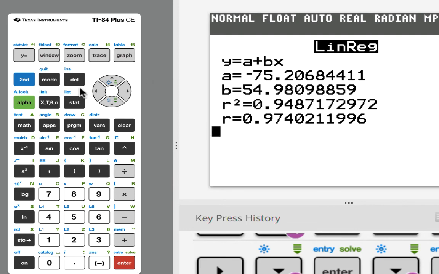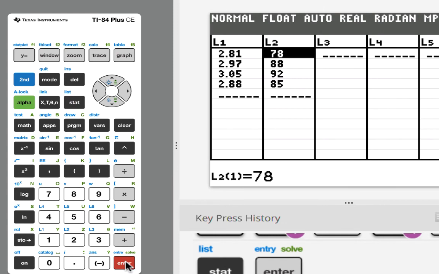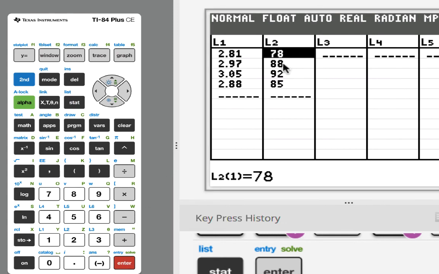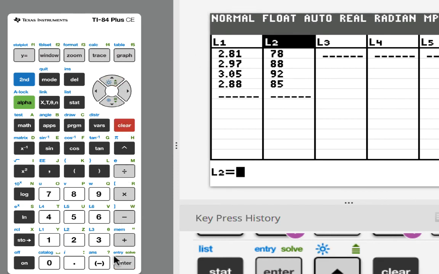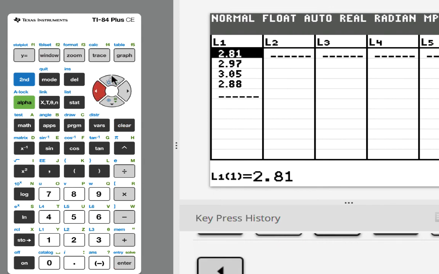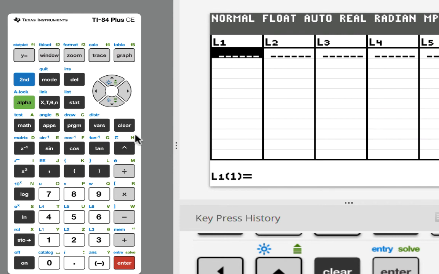Okay, so let's go to stats once again. Enter. Now we want different values. Remember, this is now going to be temperature and L2 is going to be scores. So let's go ahead and clear the columns first before we enter values.